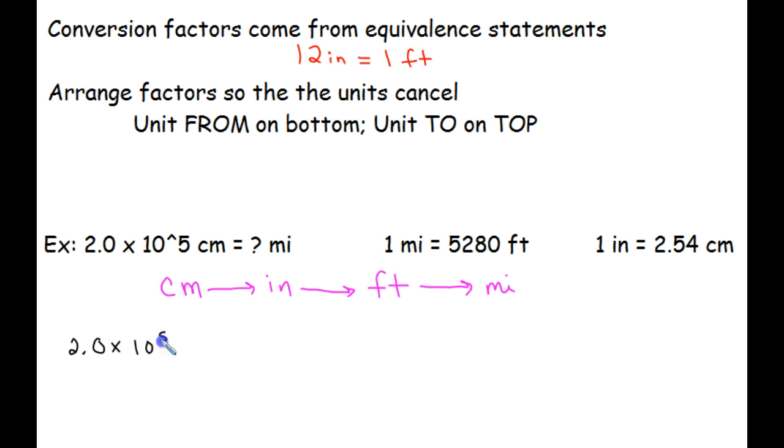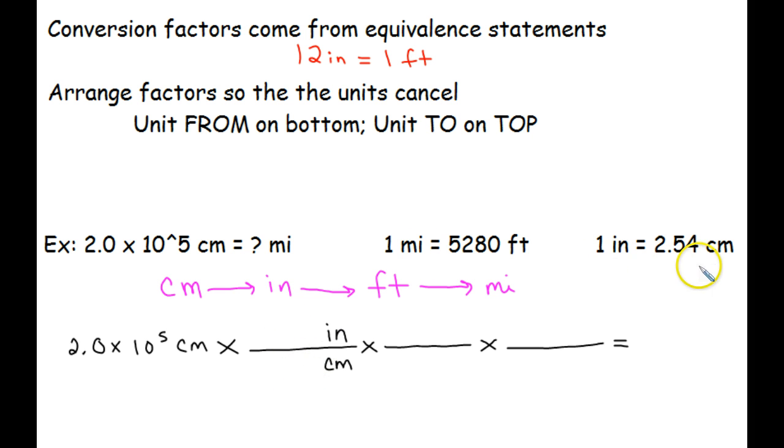So when we set this up, we are starting from centimeters. And since we're starting from centimeters, the unit centimeters should go on the bottom. In this step, we're going to inches, so inches should be on the top. Now your numbers come from your equivalence statement, 1 and 2.54. 1 with the inch, 2.54 with the centimeter. And you can check and see that your centimeters have canceled, therefore you set it up correctly.